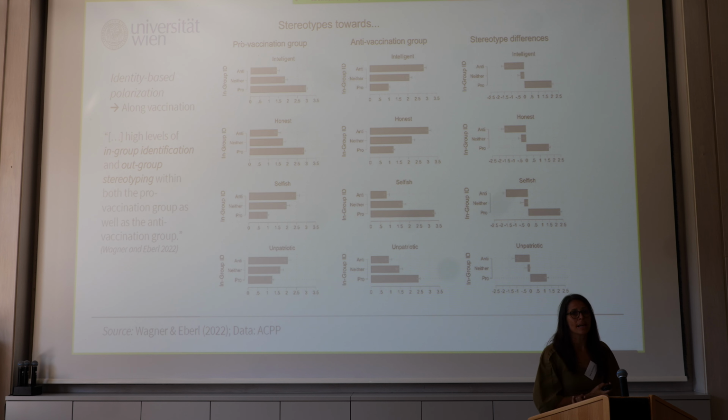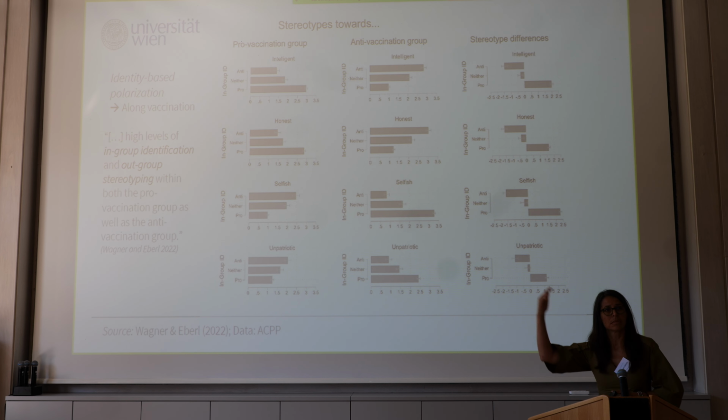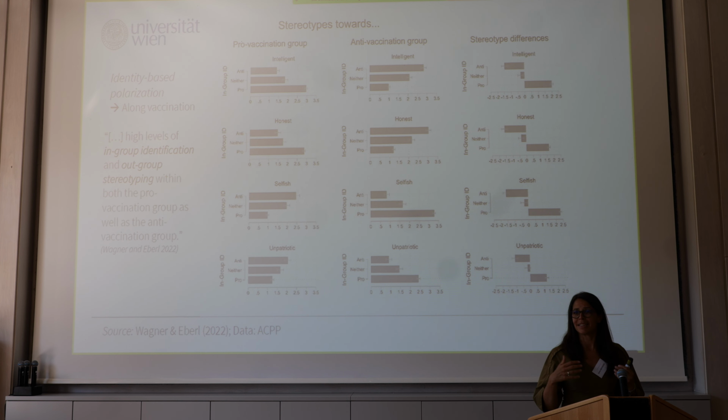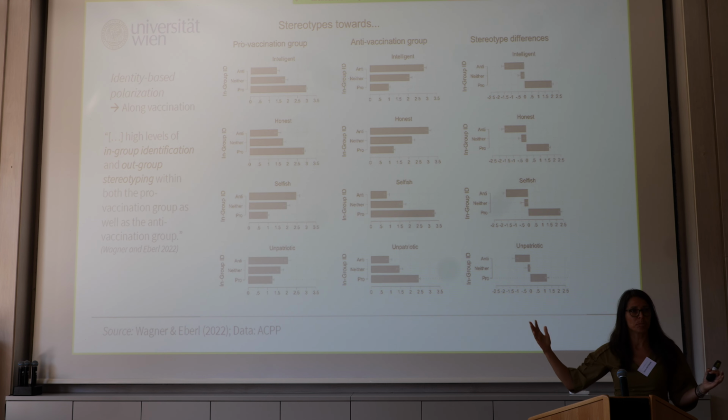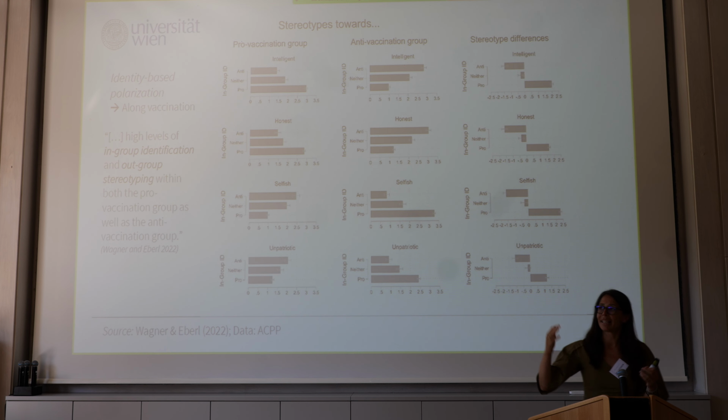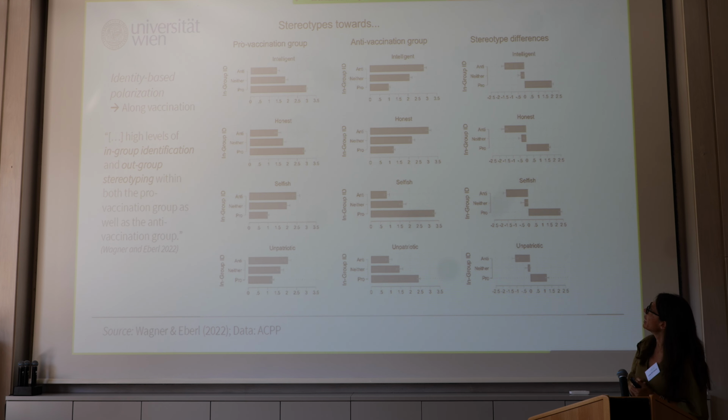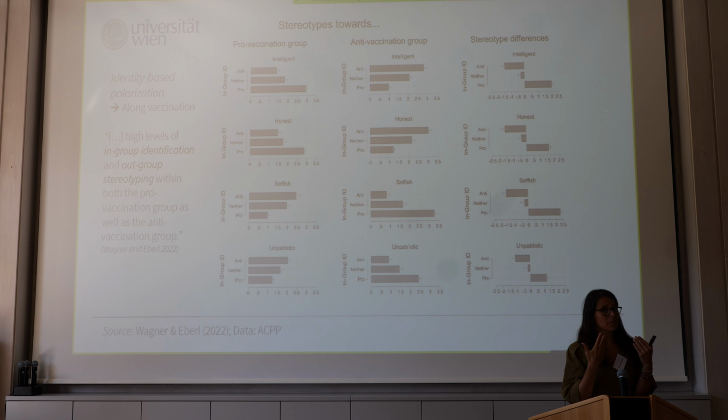The next thing that we did, we asked them how they evaluate the other group and how they evaluate their own group. We used these stereotypical attributes like you see here: intelligent, honest, selfish, unpatriotic. And I can tell you from this table here that the people always consider the in-group members more intelligent, more honest, more unselfish, more patriotic, and so on and so forth.